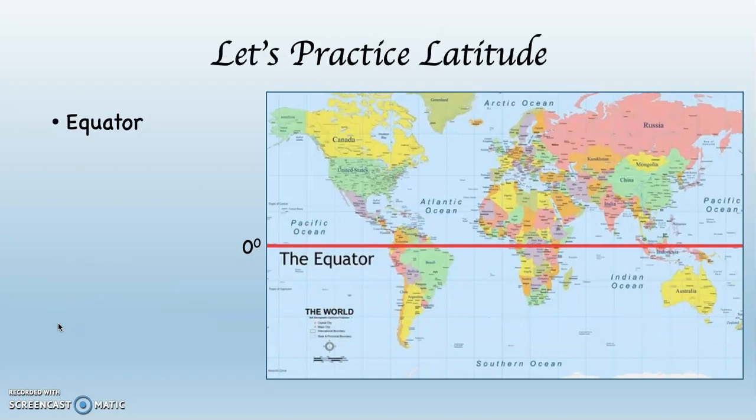Let's practice latitude a little bit. I'm going to point at a country. You're going to tell me which hemisphere it's in. The United States. What hemisphere is the United States in? That would be the northern hemisphere. Excellent. Argentina. Which hemisphere is Argentina in? Answer is southern hemisphere. What about Iran? Iran is in the northern hemisphere, and then Botswana. Botswana is in the southern hemisphere.